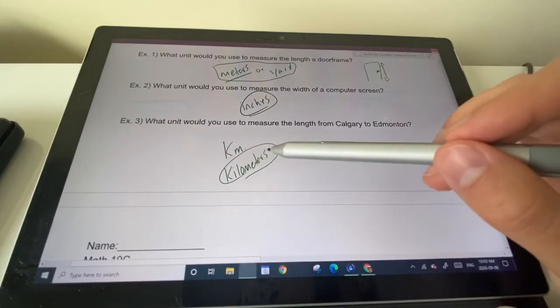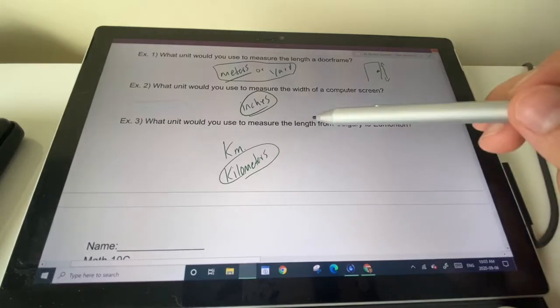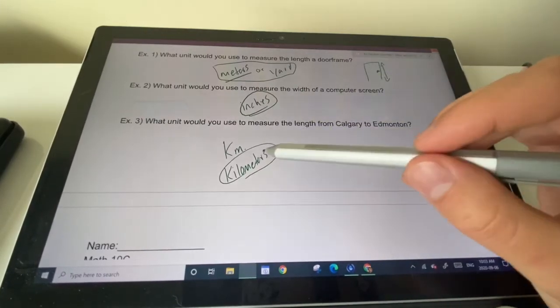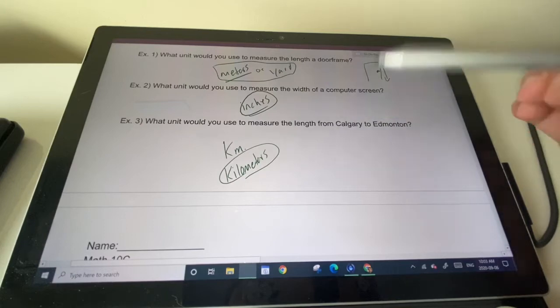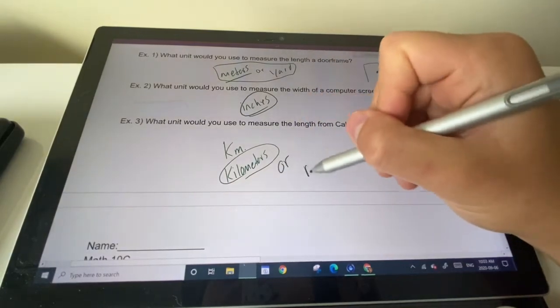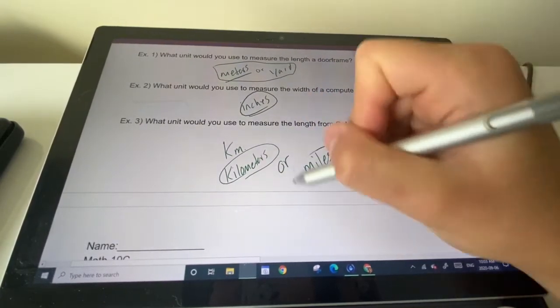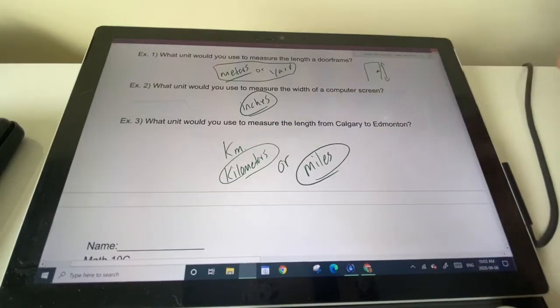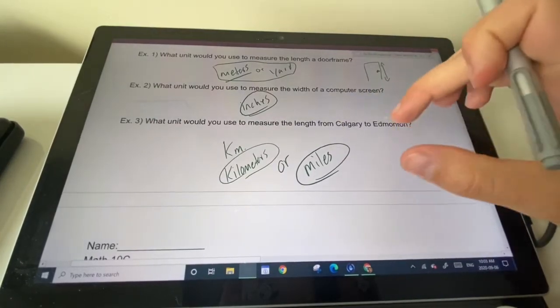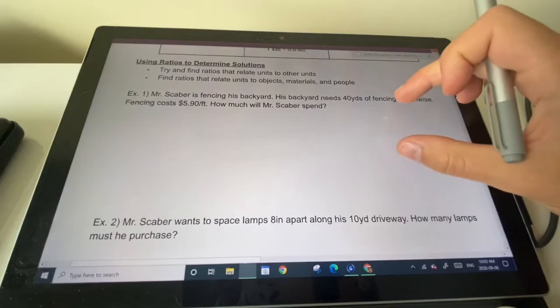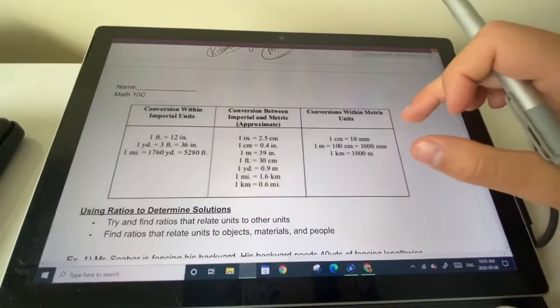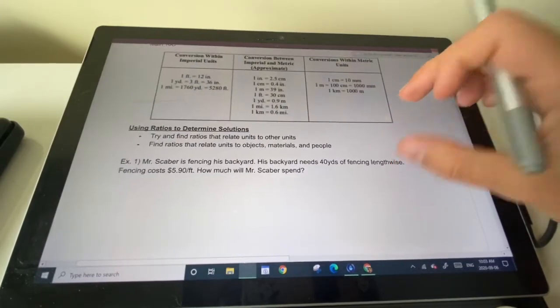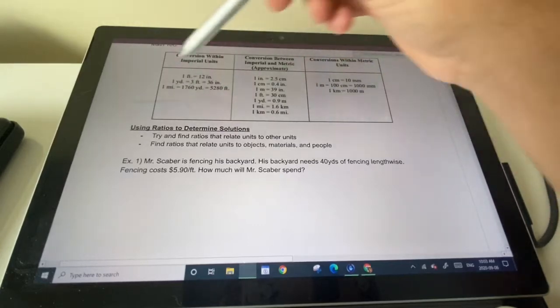They would open up their calculator or their computer, aka their phone, and look up the conversion of 250 kilometers to miles. So if you were someone who lived in the States, you would probably use miles, but us Canadians, we're going to use kilometers. Okay, so in this unit, you really have to understand how to convert between these three things.